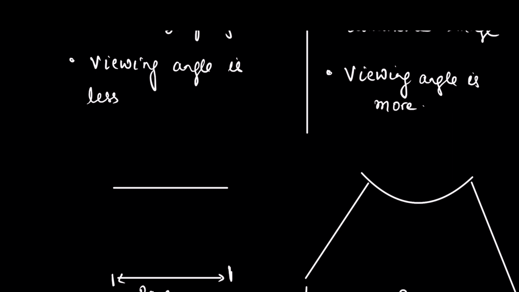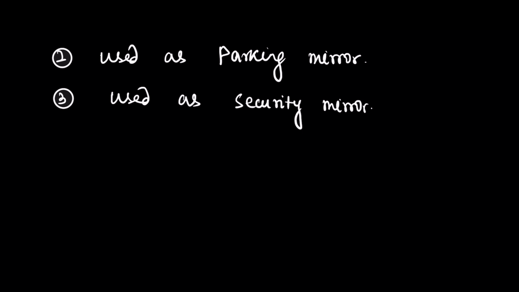I hope you understood this part properly. Second use of convex mirror is we can use it as parking mirror. So these are the uses. One more we can say, it can also be used as security mirror. Now let's move to the next topic.